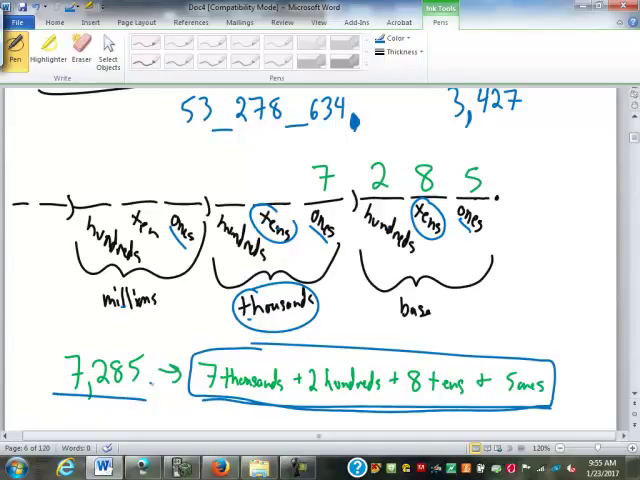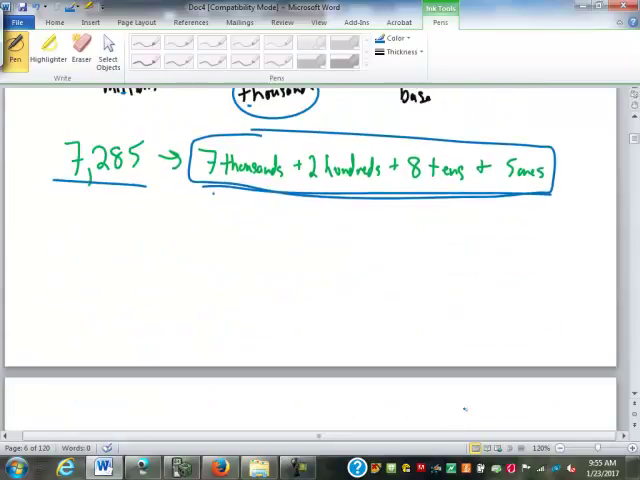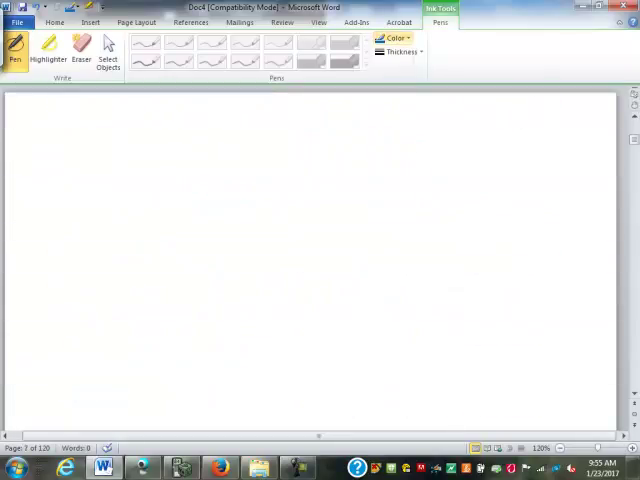When we go to work with these numbers, if we write them out in that full form, it explains why we do some of the things we do. For example, if we have 725 plus 231.